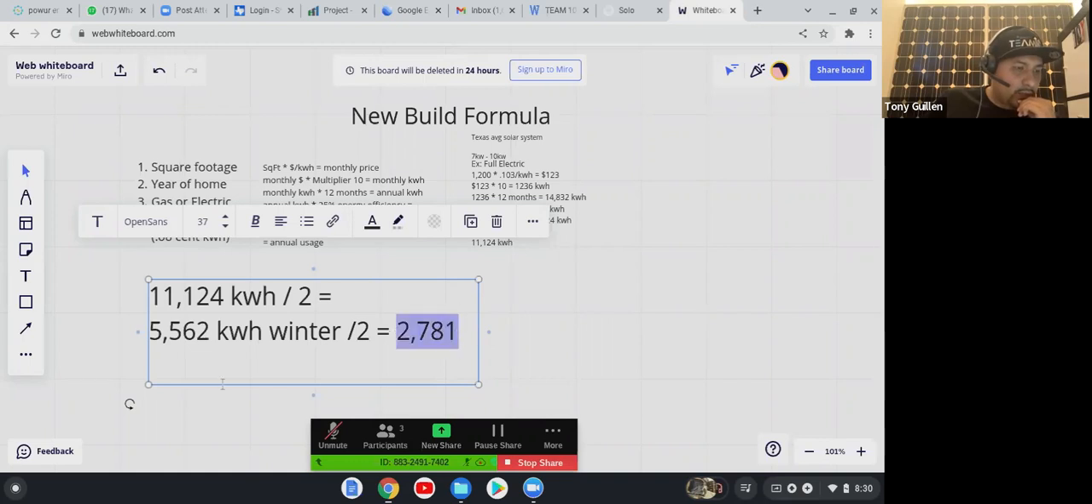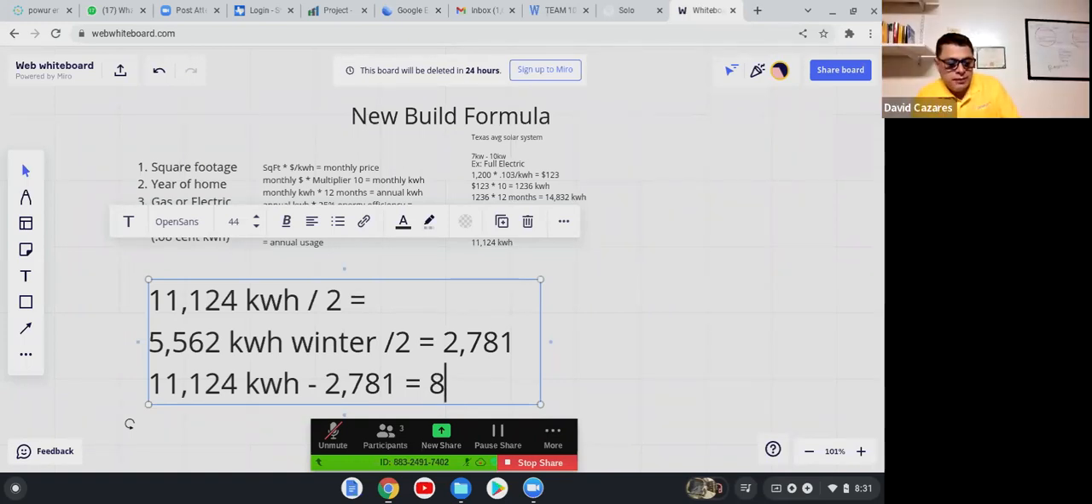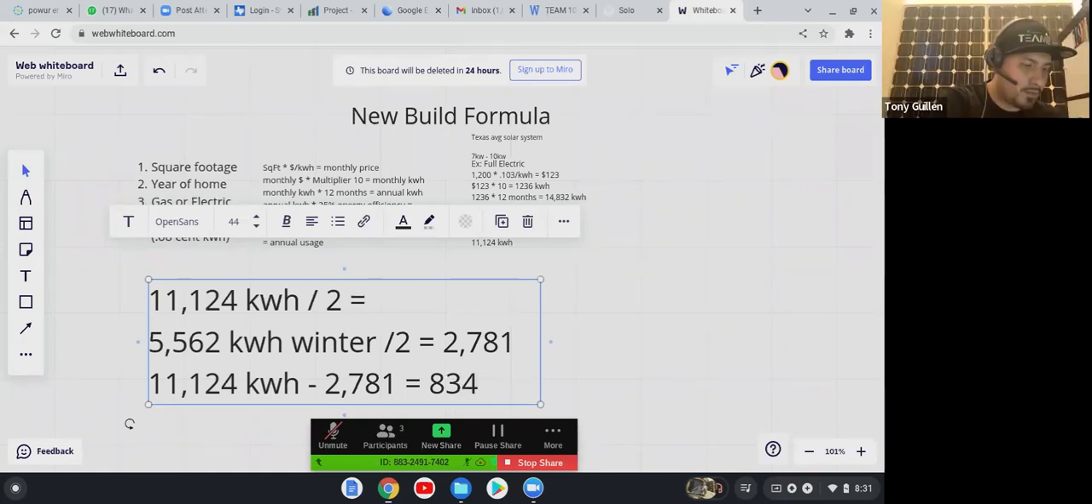So now we're going to go 11,124 minus 2781. What do you get? 24 minus 2781, 8343. 8343 would be the consumption in kWh if they had gas and electric.